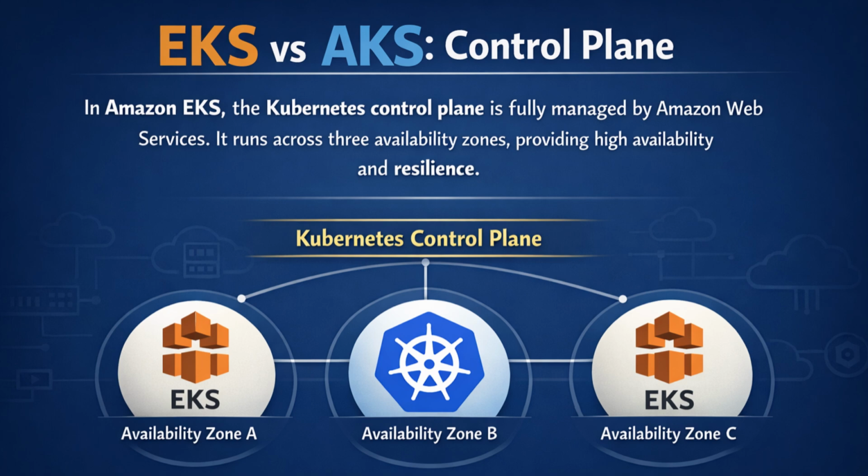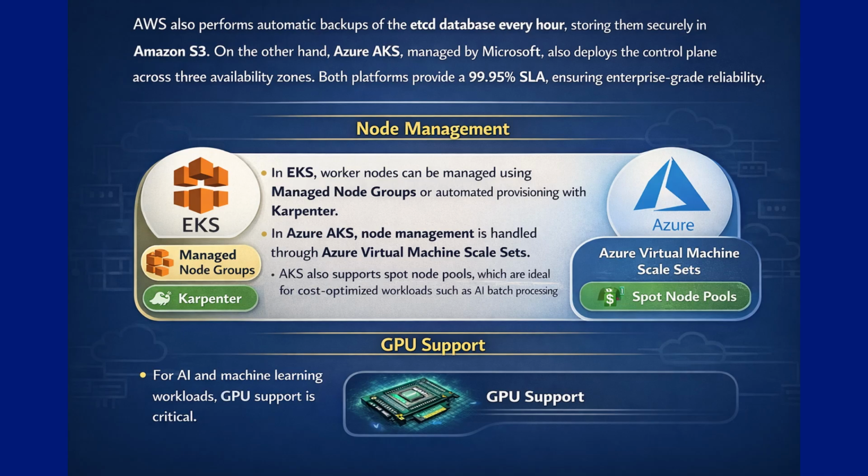Control plane. In Amazon EKS, the Kubernetes control plane is fully managed by Amazon Web Services. It runs across 3 availability zones, providing high availability and resilience. AWS also performs automatic backups of the etcd database every hour, storing them securely in Amazon S3. On the other hand, Azure AKS, managed by Microsoft, also deploys the control plane across 3 availability zones. Both platforms provide a 99.95% SLA, ensuring enterprise-grade reliability.